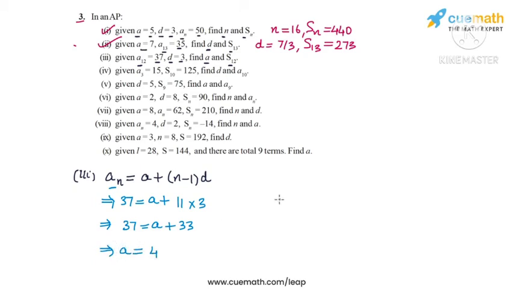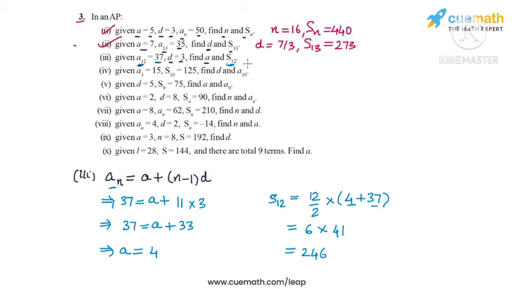Now we will find S12, the sum of the first 12 terms. So to find this, we will make use of the formula n by 2 into a plus l. So S12 will be equal to 12 by 2 into a, the first term, which is 4, plus l, the last term or the 12th term in this case, which is 37. So this is what we get. So we get 12 by 2 is 6. So 6 into 4 plus 37 is 41, and this gives us 246.